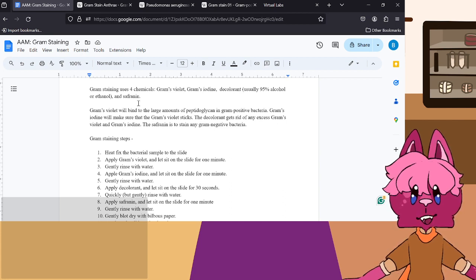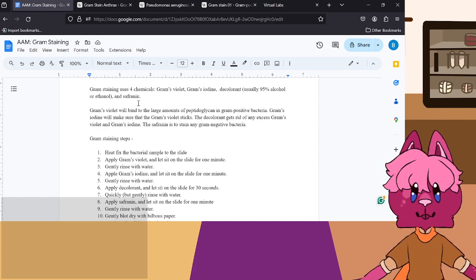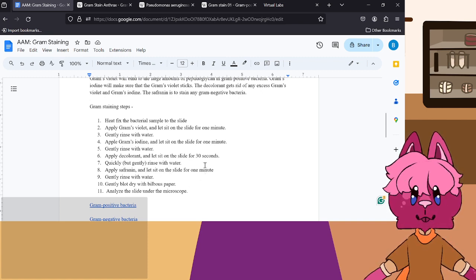And you only let it sit on the slide for 30 seconds, and then you quickly, but gently, rinse it with the water. The reason you want to be gentle is so that you don't end up washing off those heat-fixed bacteria. And then you apply the safranin. I can never remember how to pronounce that, I'm sorry. And you let it sit on the slide for 1 minute.